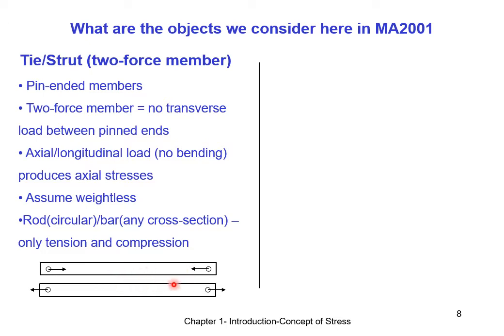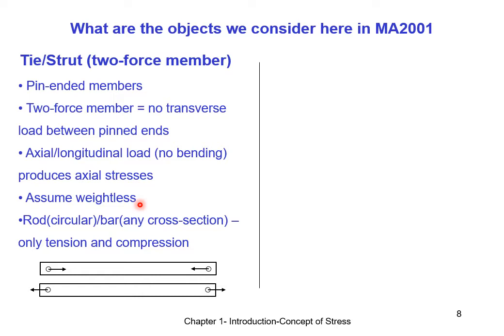To identify objects that are two force members, they must satisfy some conditions. The first condition is that it must be pin-ended, meaning the ends are attached by pins or pivots. There should only be axial or longitudinal forces pointing away or towards each other. There must be no transverse loading between the pins and hence no bending or moments. Also, we need to assume that it is weightless, otherwise there is the third force of weight.